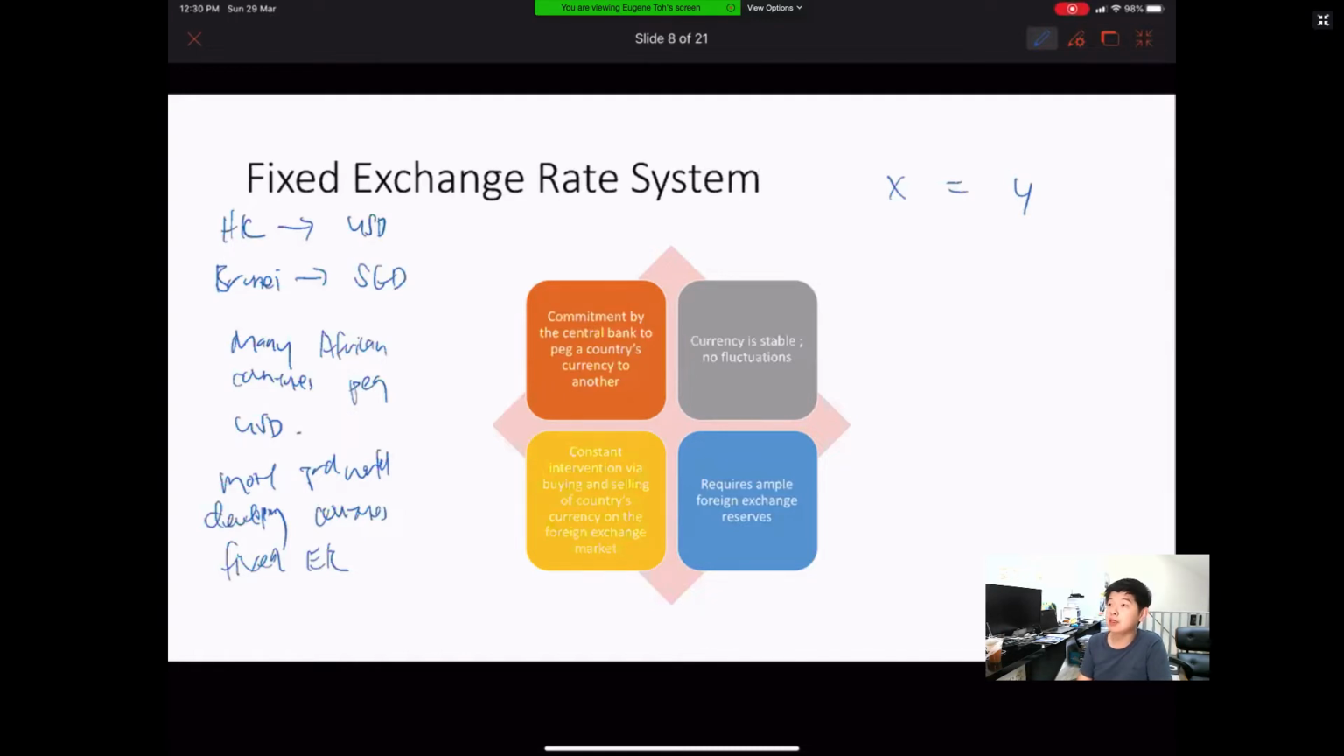Now, in order to maintain a fixed exchange rate system, there are a few conditions. Number one, the government, or rather the central bank, has to step in on a day-to-day basis to do intervention. It needs to intervene by buying and selling domestic currency on the foreign exchange market to maintain that level of exchange rate. The other important thing to note is that you need to have ample foreign exchange reserves. It means you need a strong reserve of other countries' currencies in order to carry out a fixed exchange rate system.